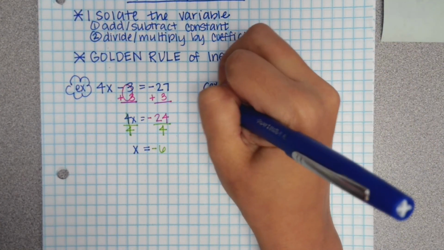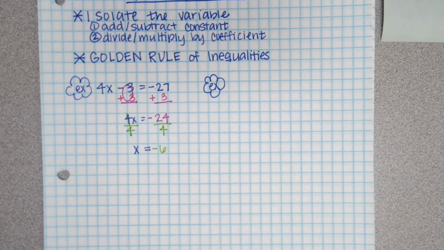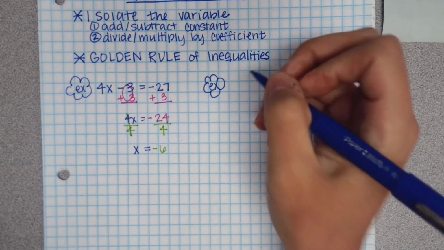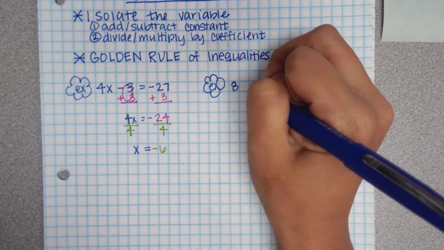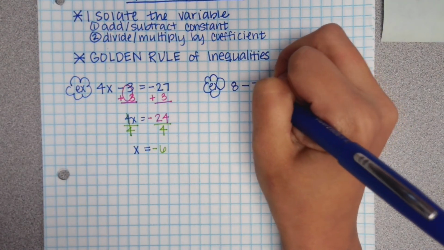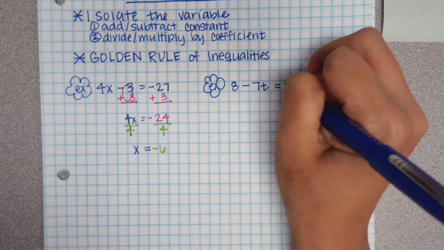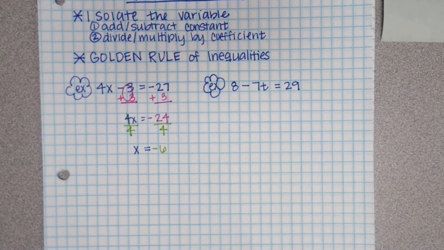Let's try another one. 8 minus 7t equals 29. What am I going to do first to isolate the variable?